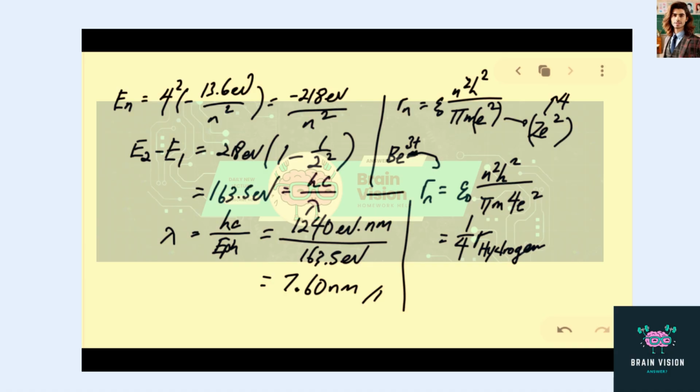Therefore, for any given value of n, the radius for our beryllium will be smaller by a factor of 4 compared to the corresponding radius for hydrogen.